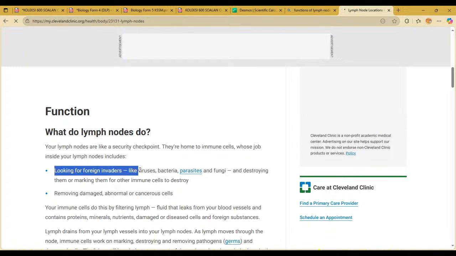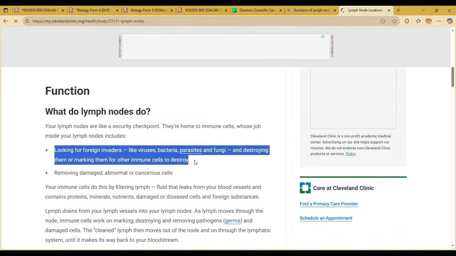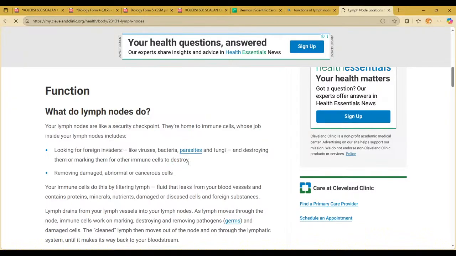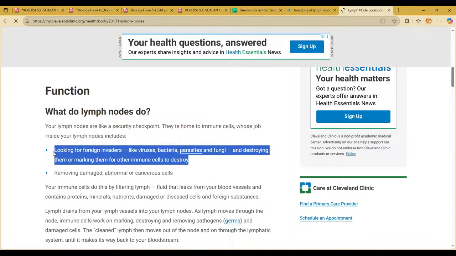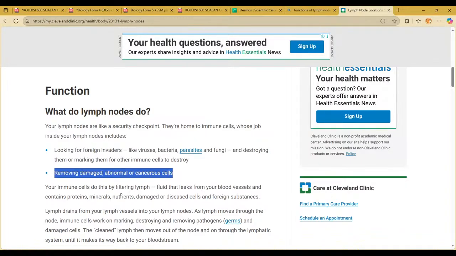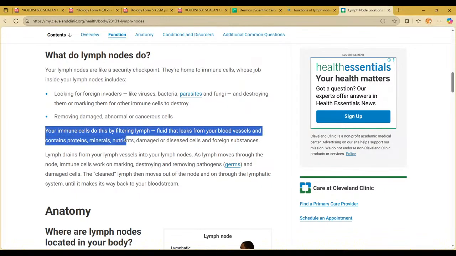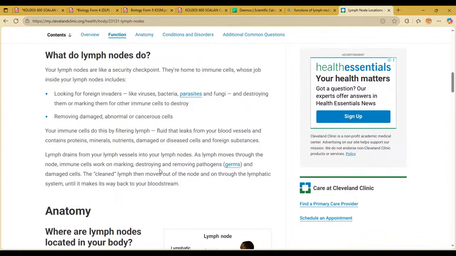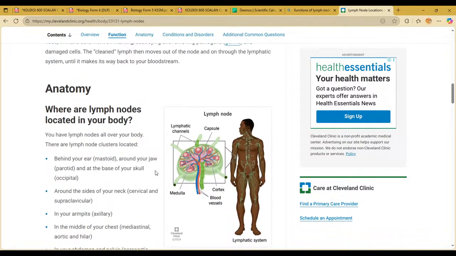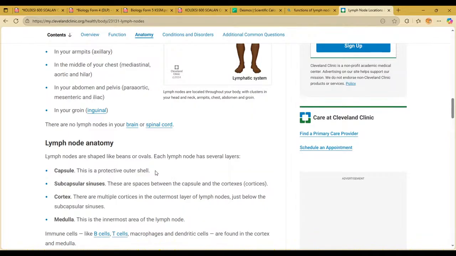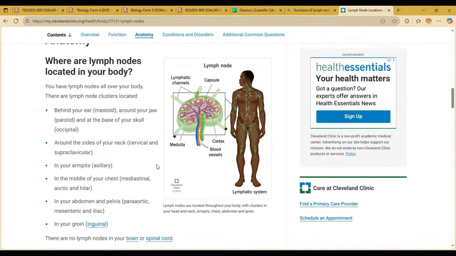Looking for foreign invaders like viruses, bacteria, and parasites and fungi, destroying them or marking them for other immune cells to destroy. Yep, they have lymphocytes. Removing damaged, abnormal, or cancerous cells, I assume this is by filtration. Yep, your immune cells do this by filtering lymph, liquid that leaks from your blood vessels and contains proteins, minerals, nutrients, damaged or diseased cells, and foreign substances. Hmm, interesting.